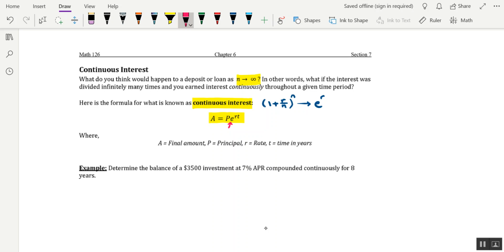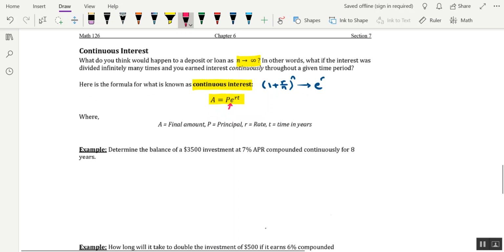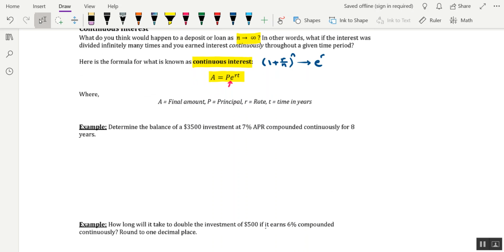So what's interesting about this formula is that we know that e is a fixed value. All we would need to figure out under the conditions of continuous interest, all we would need to know after time t has gone by, is the amount we're starting out with, the rate, and how many years the loan or deposit or investment is going to be active for. So this leads us to our first example involving this formula. It says determine the balance of a $3,500 investment at 7% APR compounded continuously.